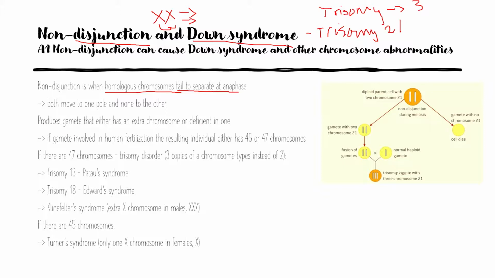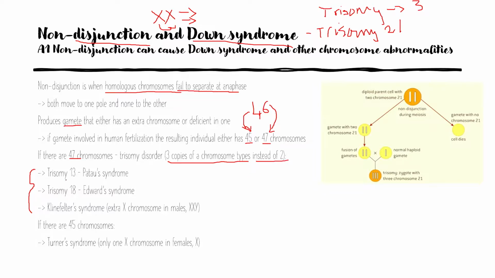And if this gamete is involved in human fertilization, the resulting individual is either going to have 45 or 47 chromosomes, because we know that normal humans have 46. So if you have an extra, you're going to have 47, and if you're deficient in one, you're going to have 45. If we have 47 chromosomes, we know from 3.2 that you're going to have something called a trisomy disorder, having 3 copies of a chromosome instead of 2.